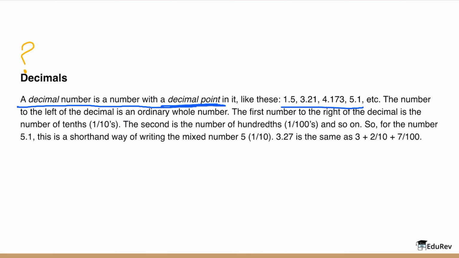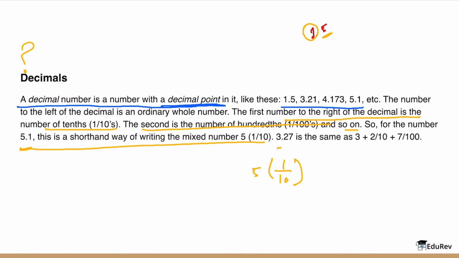For example, if I take 1.5, in this case 1 is going to be your whole number and 5 is going to be the decimal part of that number. So the first digit to the right of the decimal is the number of tens, the second the number of hundreds, and so on. So the number 5.1 is a way of writing 5 plus 1 by 10. Or you can say 3.27 is nothing but 3 plus 2 by 10 plus 7 by 100.